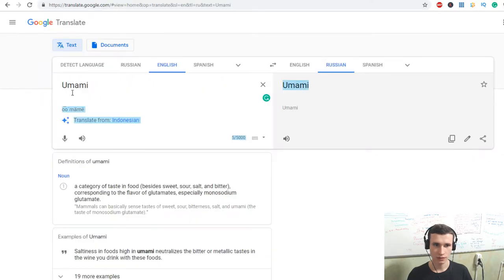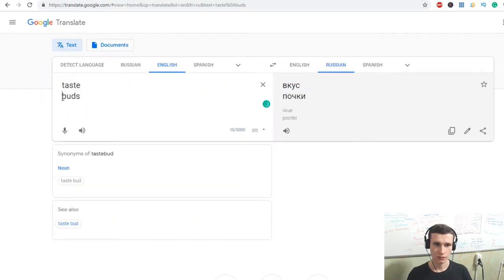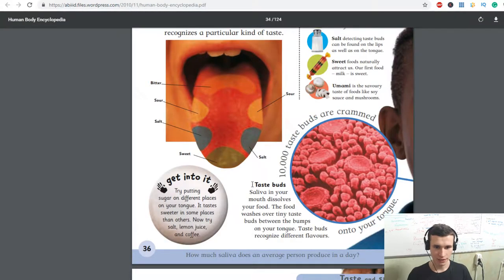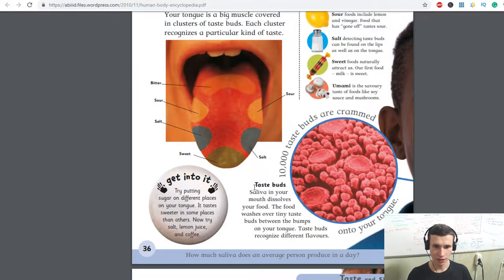Taste buds. Saliva in your mouth dissolves your food. The food washes over tiny taste buds between the bumps on your tongue. Taste buds recognize different flavors.